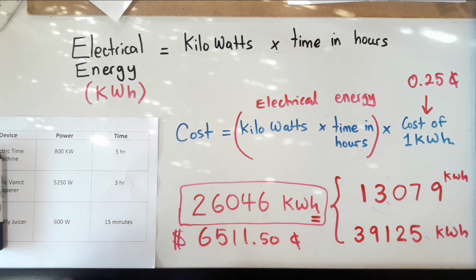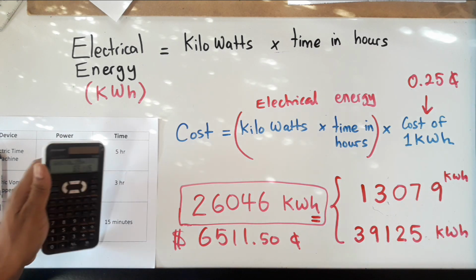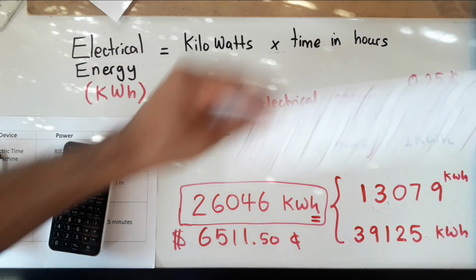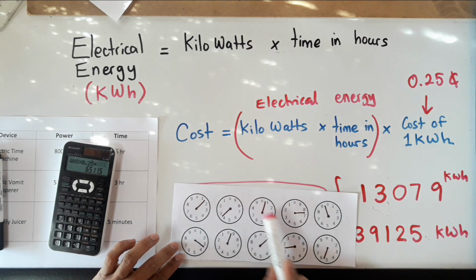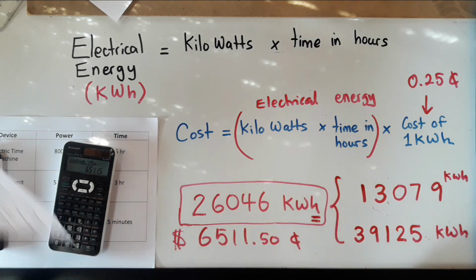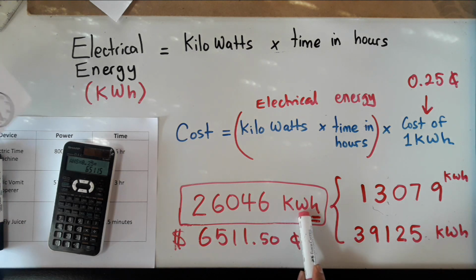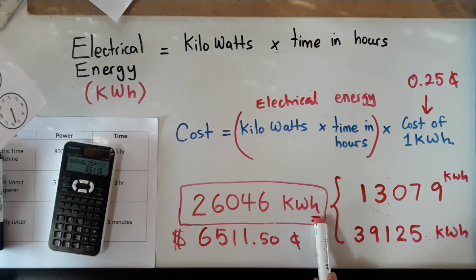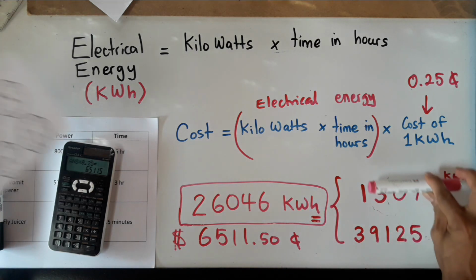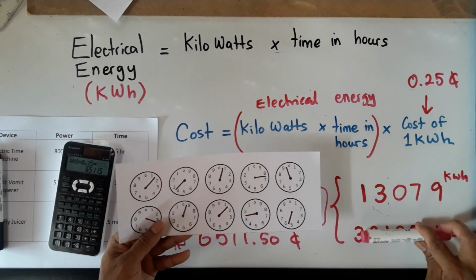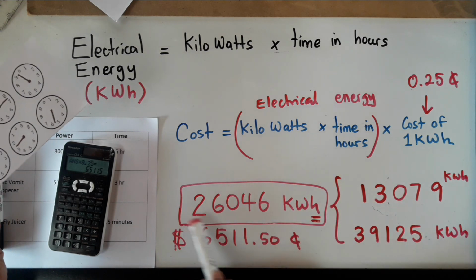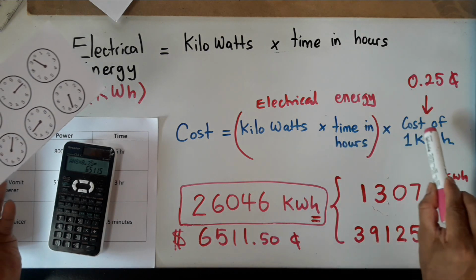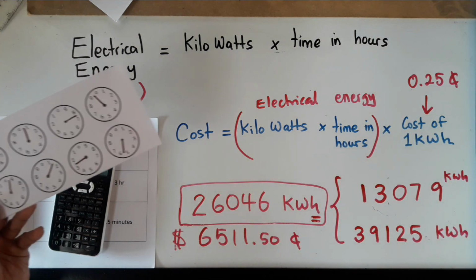$6,511.50. All right. So remember, when you use this meter, so when you use the analog meter, the reading is automatically in kilowatt hours, right? And to get the amount used, you minus the before and after situation. And to get the cost, you take the kilowatt hours and multiply it by the cost of 1 kilowatt hour.